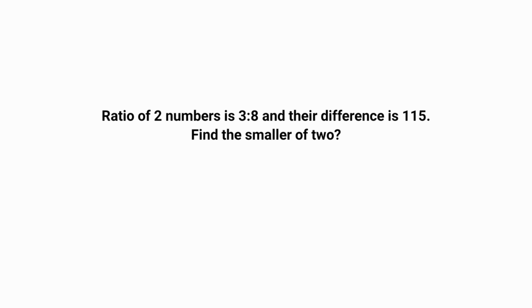Next question is, the ratio of two numbers is 3:8 and the difference is 115. Find the smaller of the two. Here the ratio is given as 3:8 and the difference is given as 115. In this question, the difference of ratios of the two numbers is 8 minus 3, that is equal to 5 units. And in the question, the difference is given as 115. So this 5 units is equal to 115. So from this, 1 unit is equal to 115 by 5, that is equal to 23.